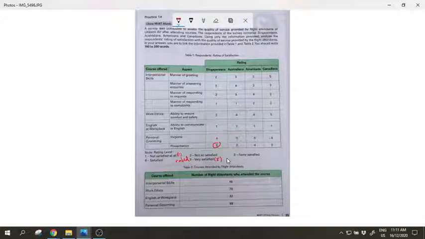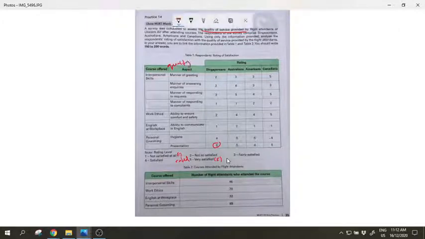Before we do that, let's look at the question first, because the question is the most important, that will help you to understand what this whole thing is talking about. So don't skip the question. The question can help to give you the title as well, and help you to understand what it's about. Here it says, a survey was conducted to assess the quality of service provided. So this is the quality of the service.